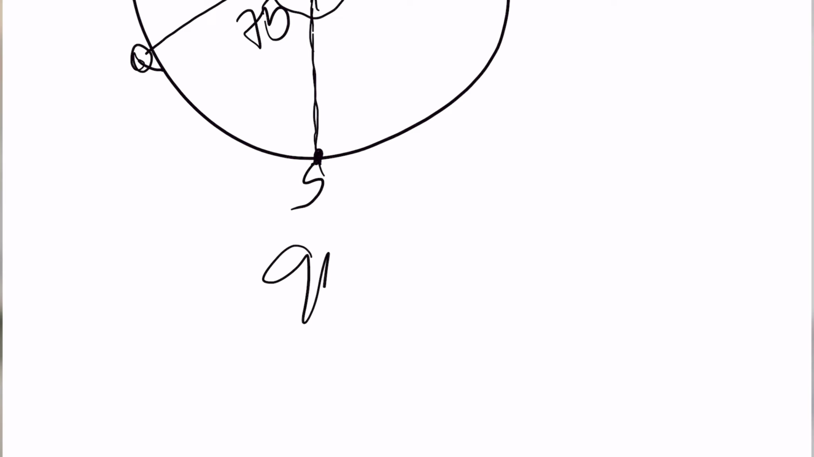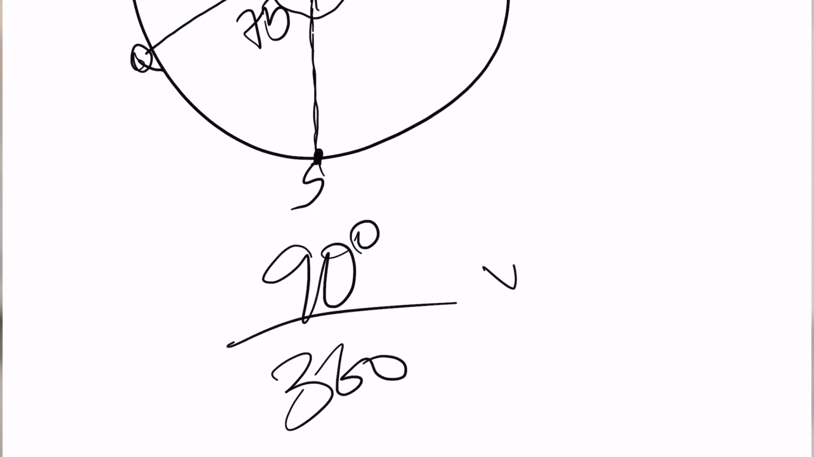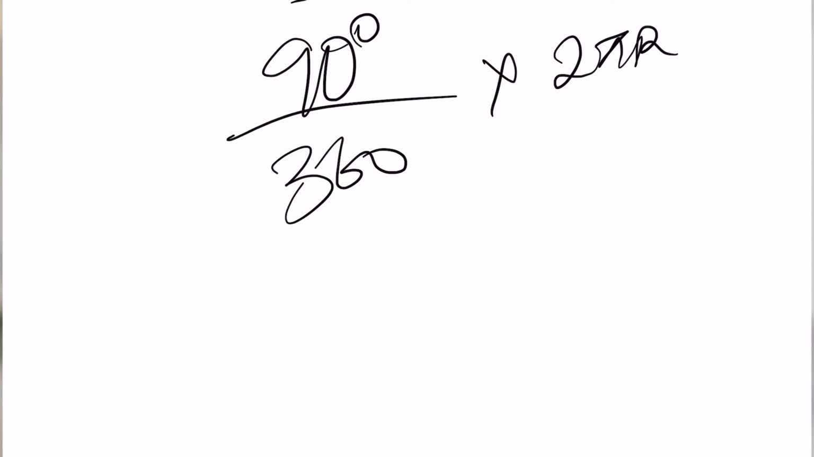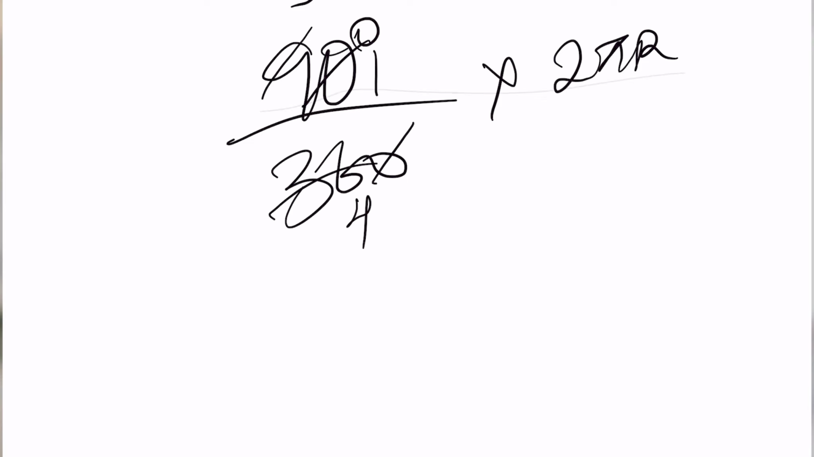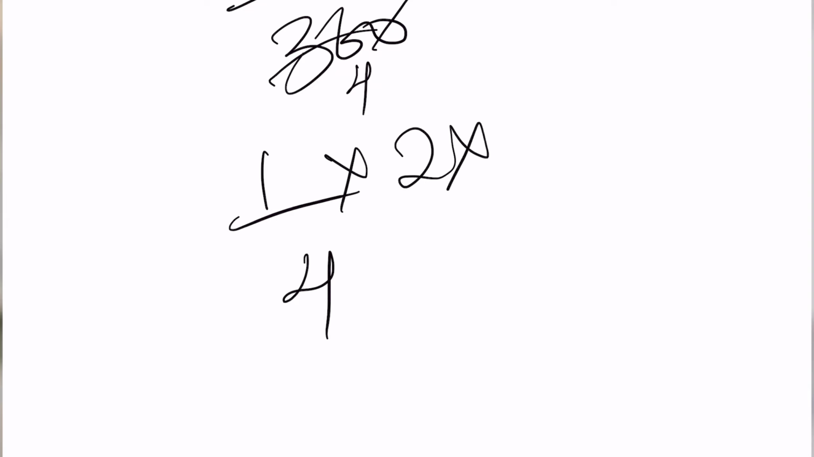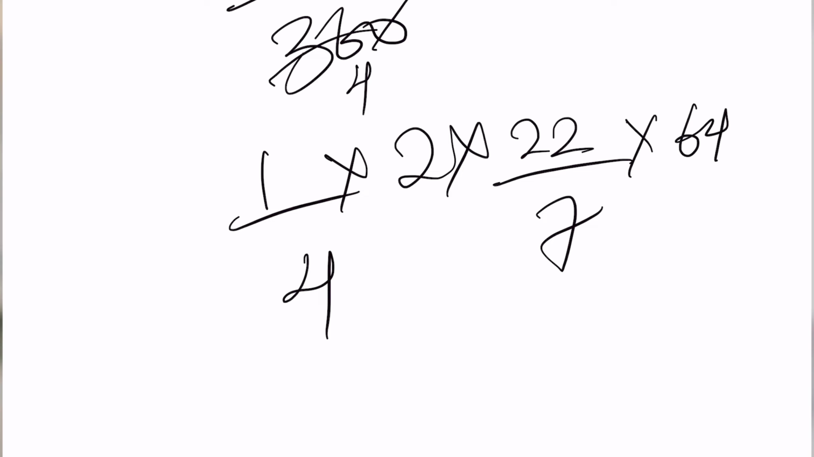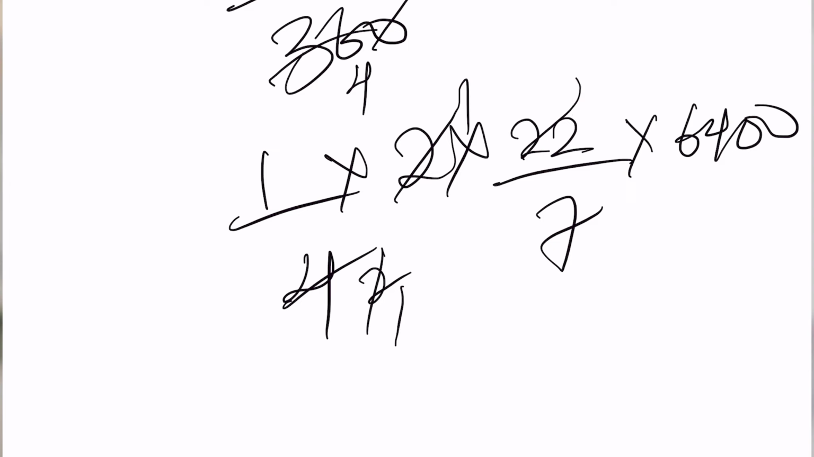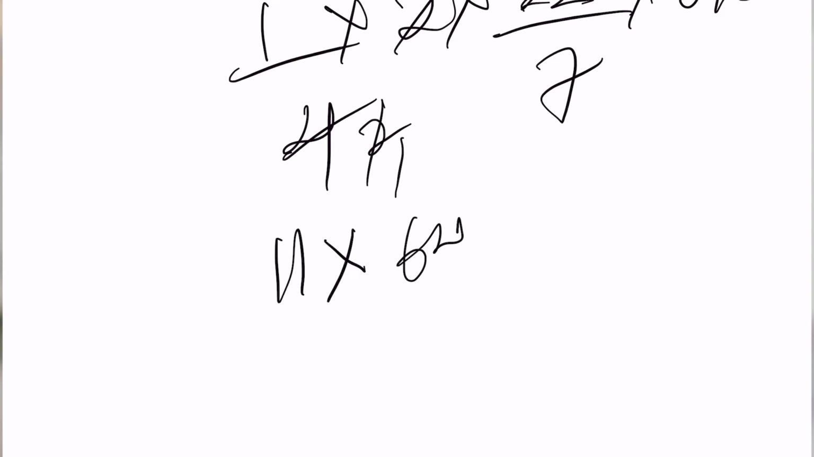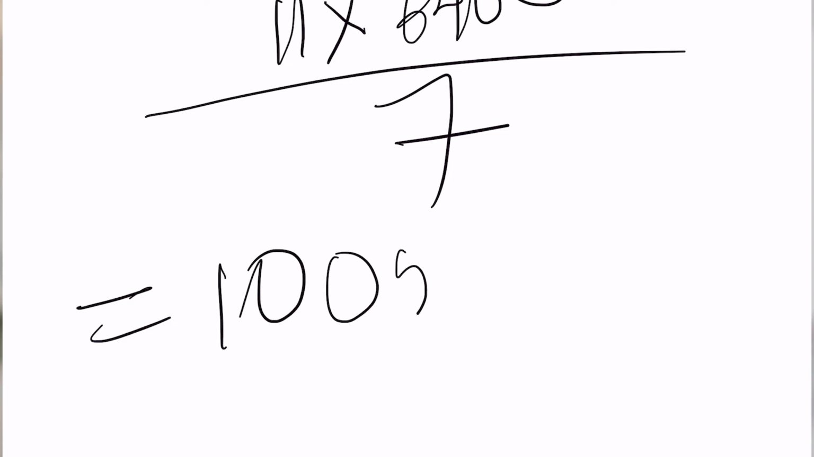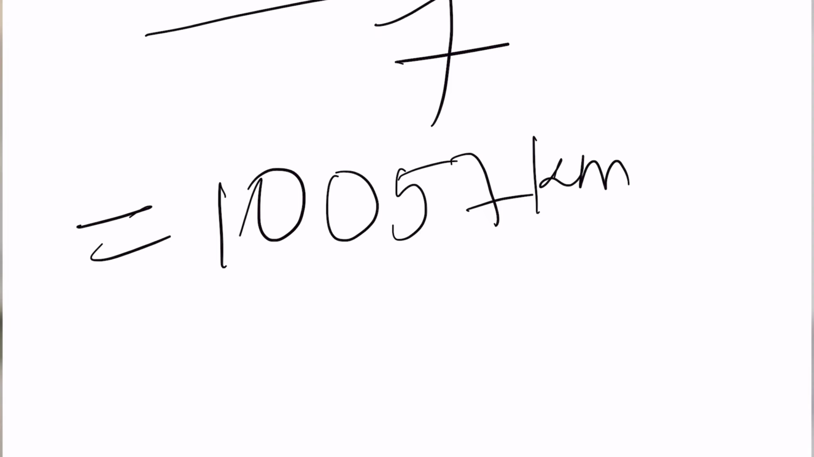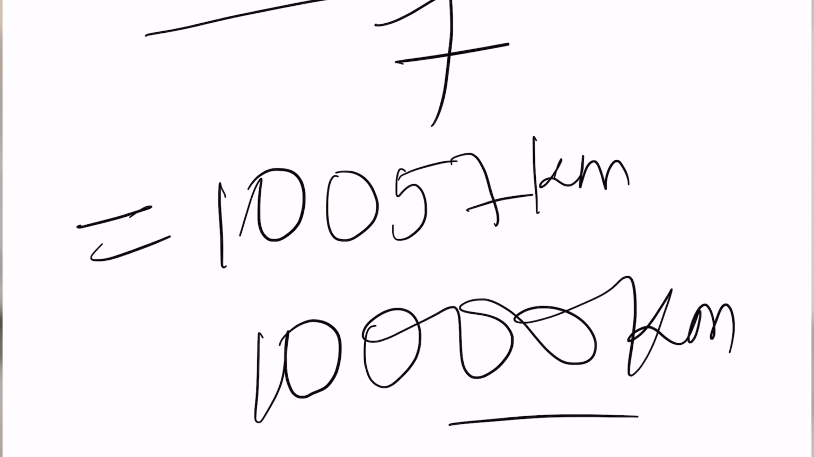From our Q to our South Pole, we have 90 degrees over 360 times 2 pi r. So 90 over 360 is 1 over 4, times 2 times 22 over 7 times 6,400. Cancelling, we have 11 times 6,400 over 7. Solving this, we have 10057 kilometers, which is about 10,000 kilometers. So the distance of Q from the South Pole is 10,000 kilometers.